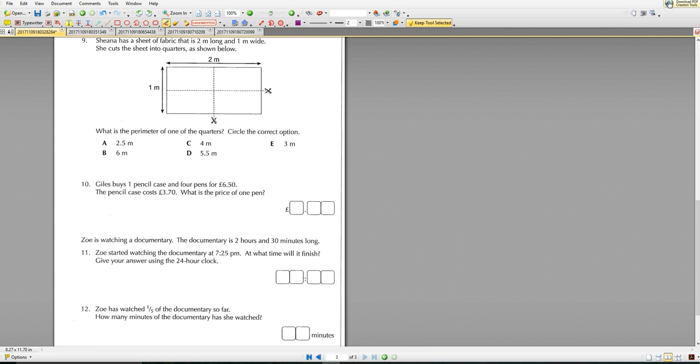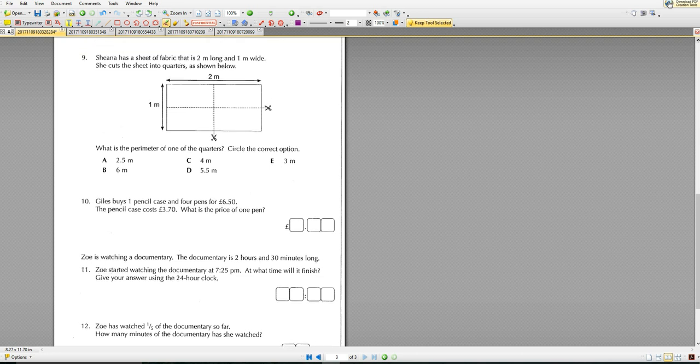Okay, right. Question number 9. Sheena has a sheet of fabric that is 2 meters long and 1 meter wide. She cuts the sheet into quarters as shown below. What is the perimeter of one of the quarters?